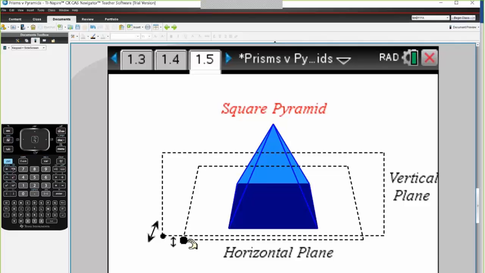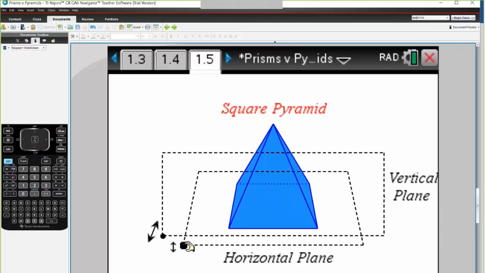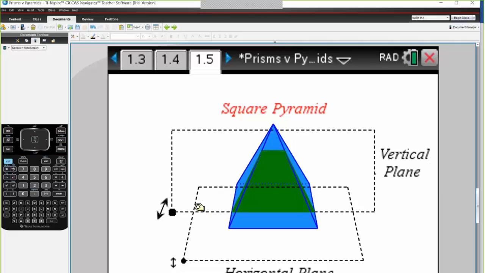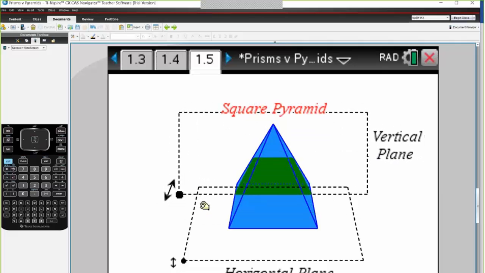Just move my horizontal out of the way. There we go. So I was then doing the vertical cuts, which is from front to back. Okay, what's happening there?